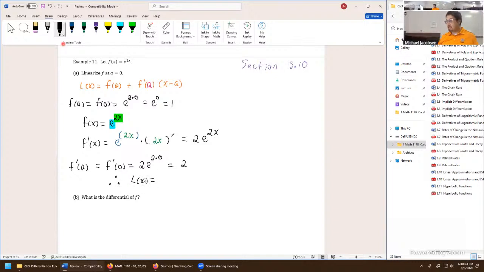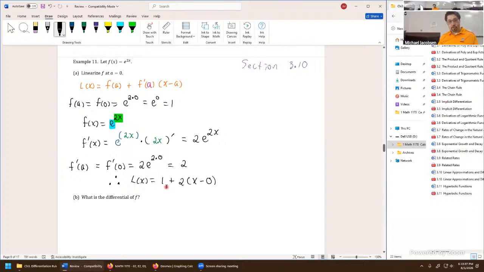linearization at x is f of a, let's look that up, it's a 1, plus the derivative of f at a, we found that to be a 2, times x minus a, which is 0. And we made a comment about this when we did it in section 3.10.